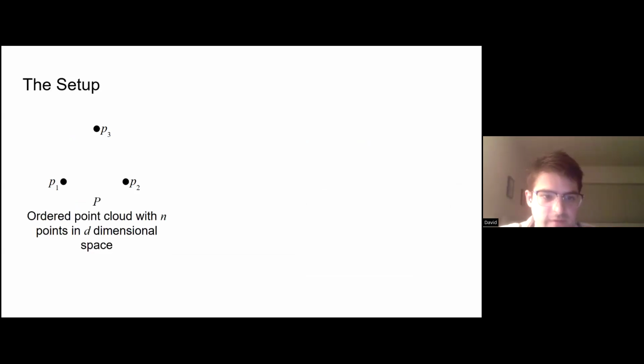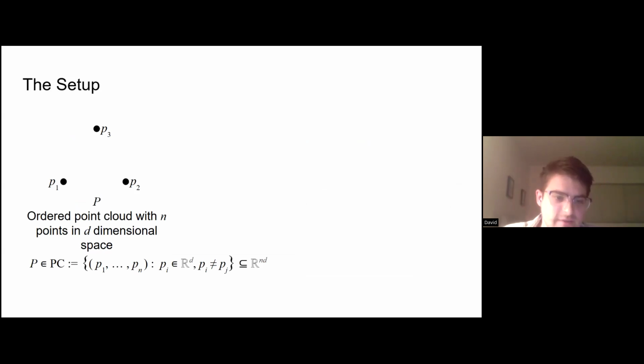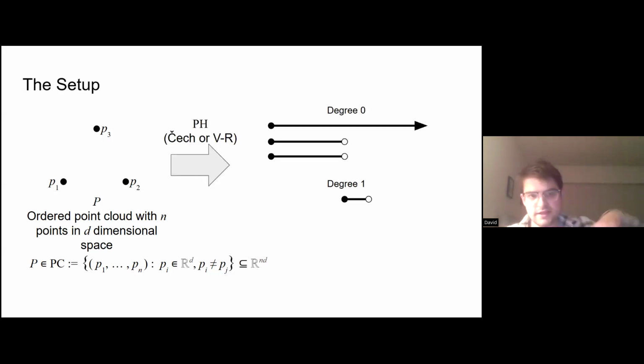3 points in two-dimensional space. I'll denote point clouds with a capital P. And I'll denote the space of point clouds as PC. And for not very interesting technical reasons, I won't allow distinct points in my point cloud to overlap. Okay, and what I just said is that you can apply this persistent homology with respect to either your Čech or Vietoris-Rips filtration.